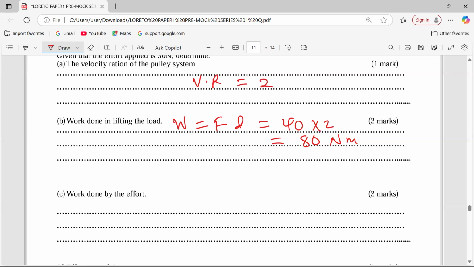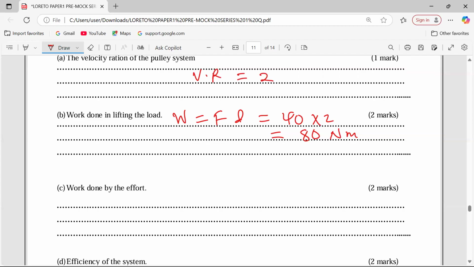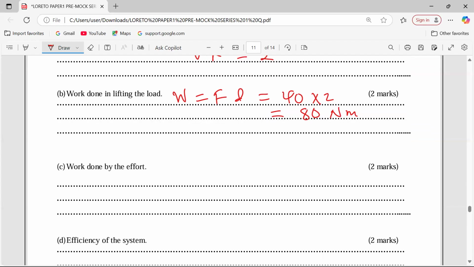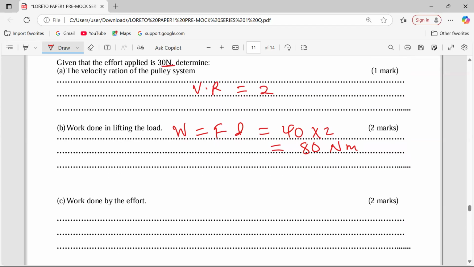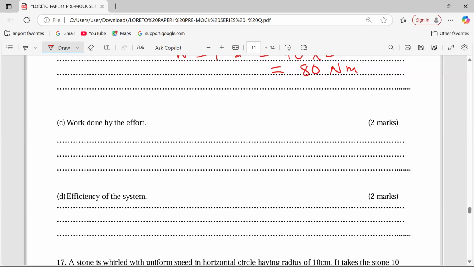Look at part C, work done by the effort. So work done by the effort is going to be, the effort is 30 Newton. So we will say that work done again here should be force times distance, a force of 30 and a distance of 4 meters, 120 Newton meter or simply joules.